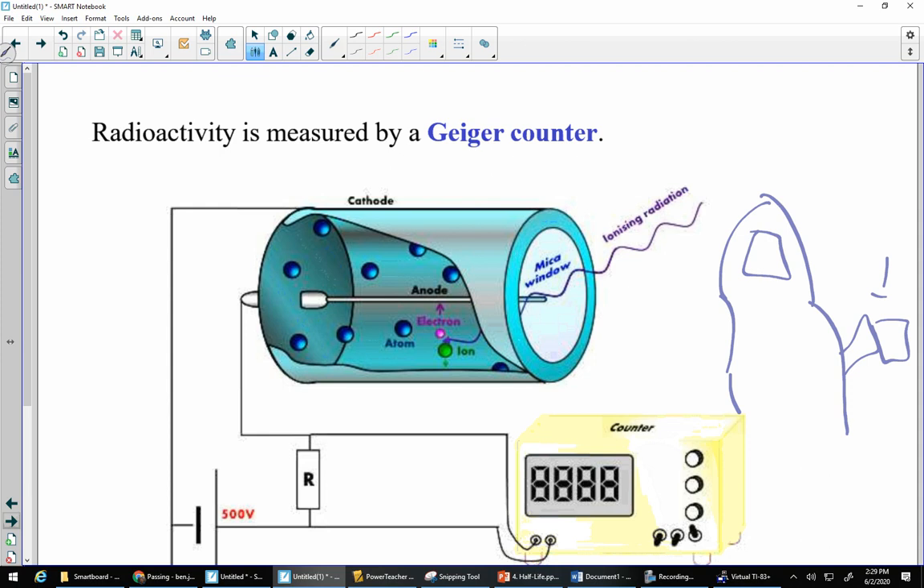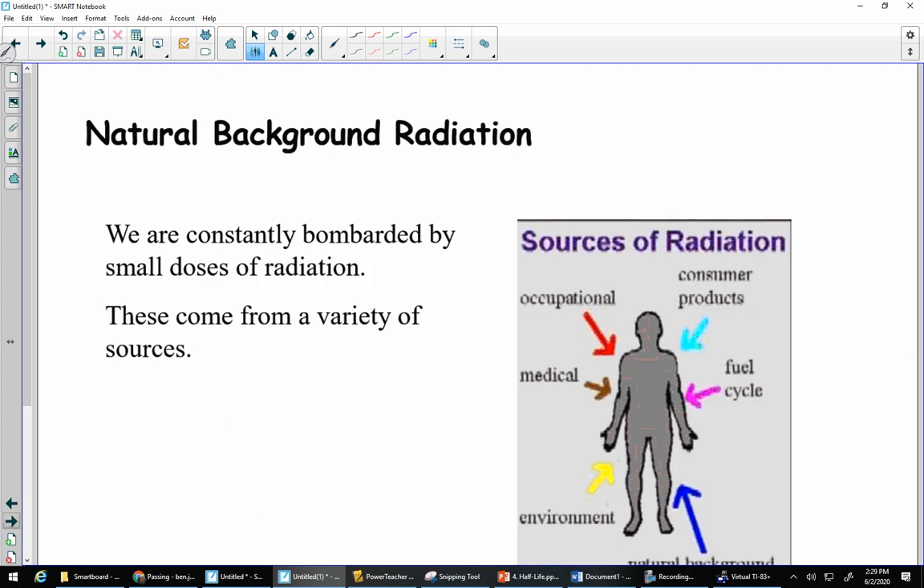Essentially what happens is we have that ionizing radiation. Remember, alpha, beta, or gamma radiation comes in, strikes one of the atoms, and turns it into an ion. The free electron goes and hits an anode, which sends some potential difference or some current over, and then it counts how many of those electrons actually come in, which is kind of neat.